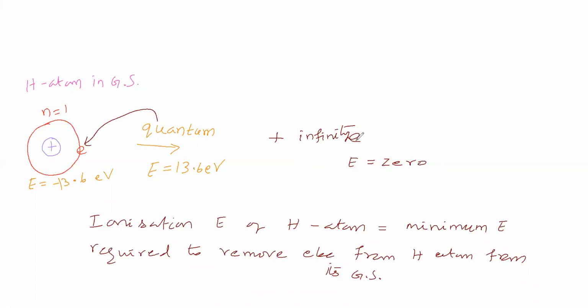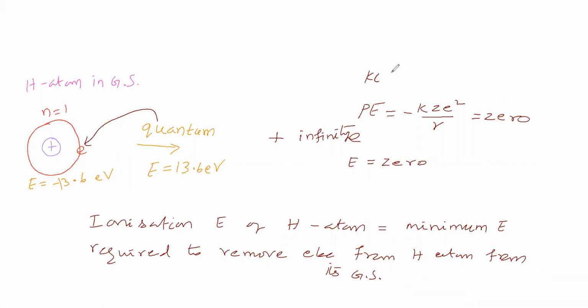Now what is the potential energy of this electron? What is the formula we discussed? Potential energy is minus k z e square by r. Now substitute r. r is infinity because the distance between the nucleus and the electron is infinity. Anything divided by infinity is 0. So the potential energy of this electron is 0.